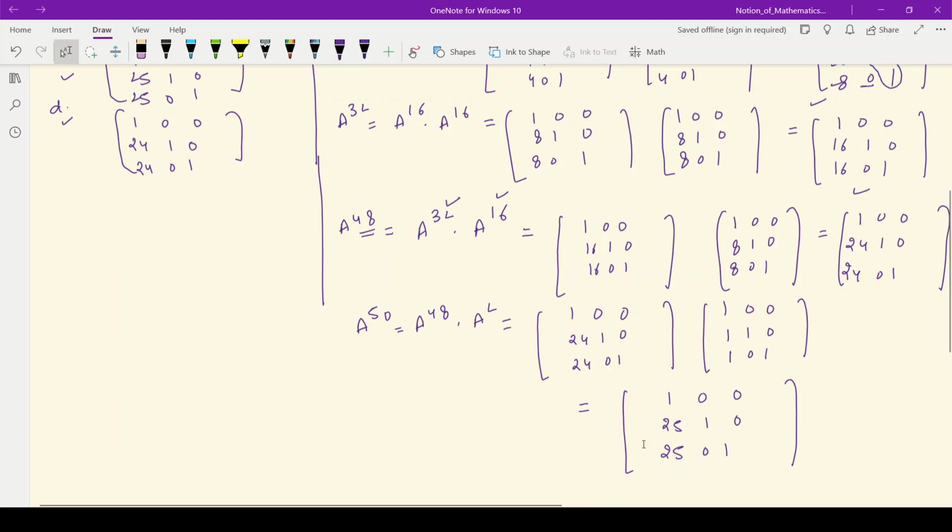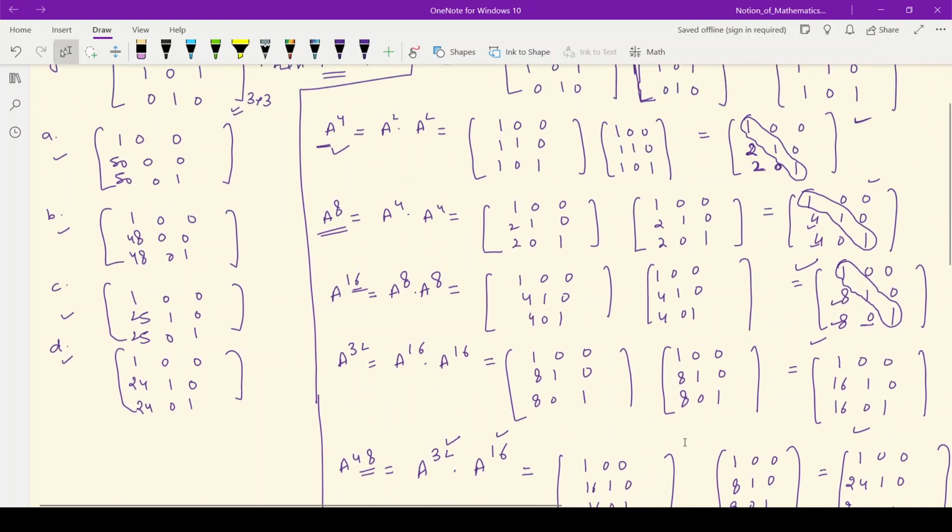So students, I hope this would be one of the options here. Yes, this is 1 0 0, 25 1 0, 25 0 1, option C. So for this question, option C is correct.